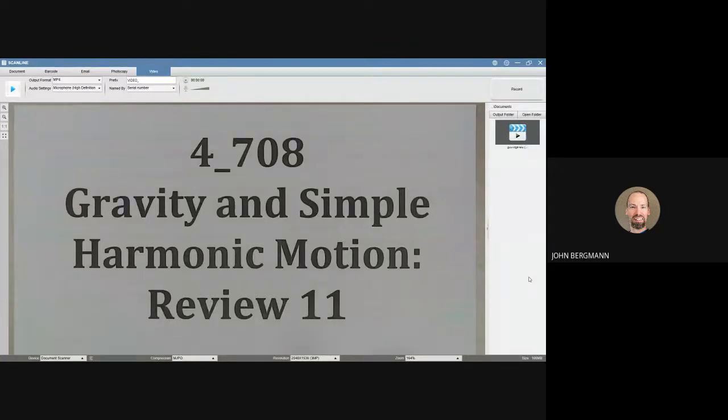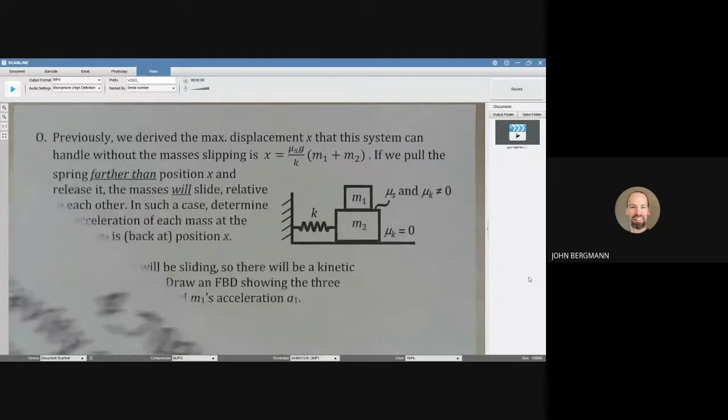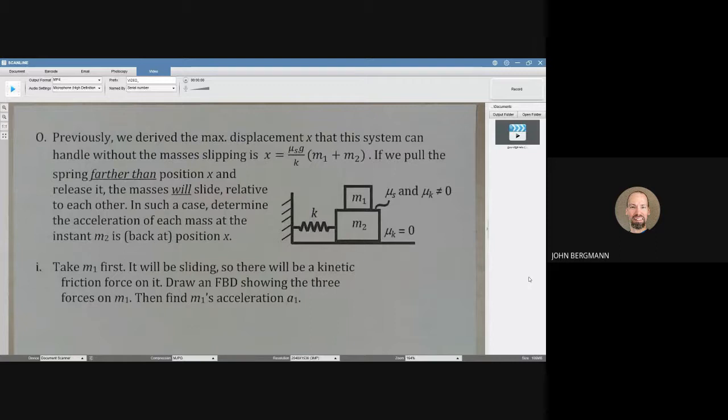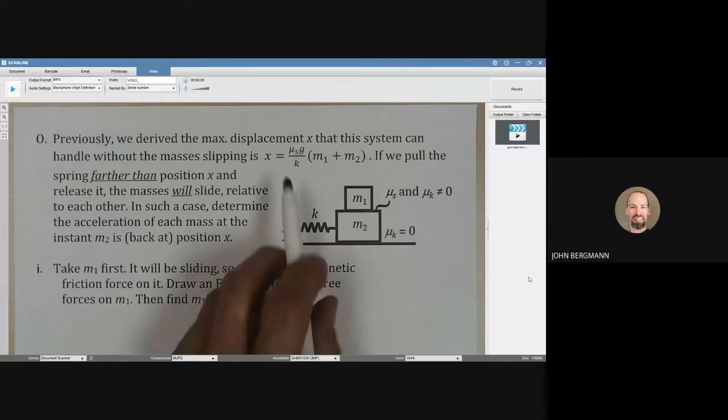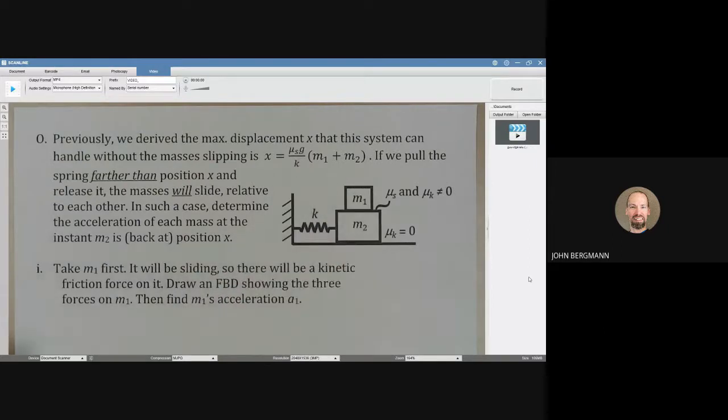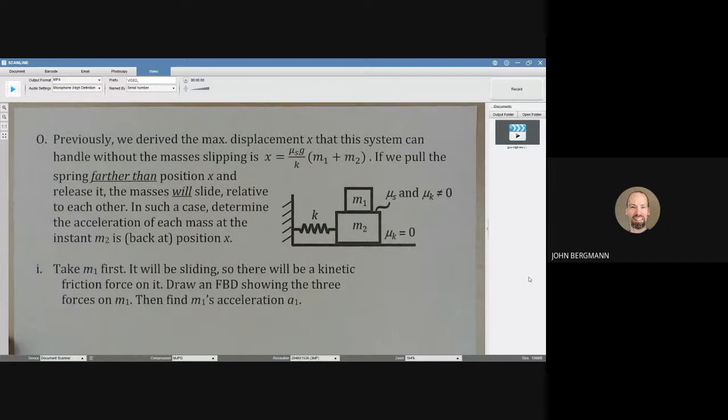Gravity and simple harmonic motion, review 11. Previously, we derived the maximum displacement x that this system can handle without the masses slipping, given by that expression. If we pull the spring farther than position x and release it, the masses will slide relative to each other. In such a case, determine the acceleration of each mass at the instant m2 is back at position x.